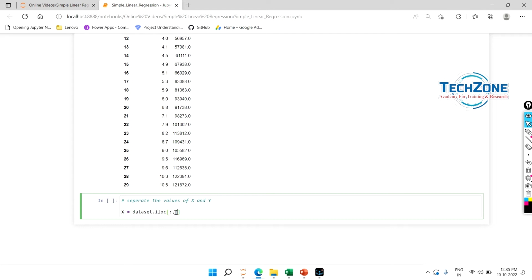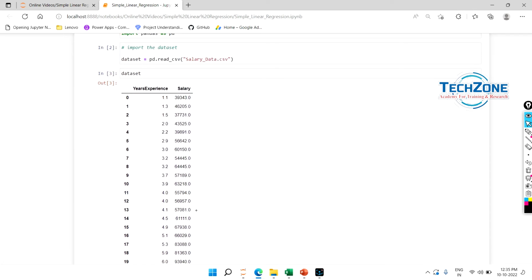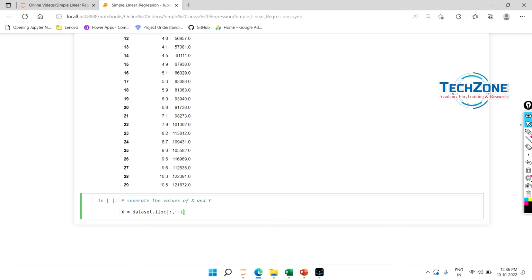And how many columns do we need? We need all the columns except the last one. I'm sure you are familiar with this notation. If you are counting columns from the end, salary is -1, this is -2. We need everything except -1. That means we don't need salary in the value of x, because x is our independent variable. So we save that in the value of x.